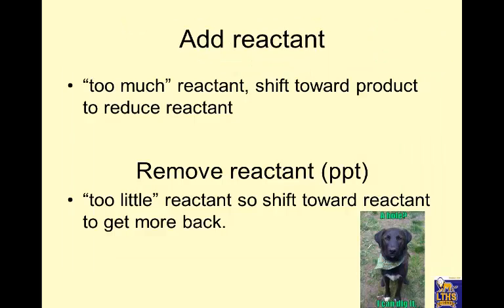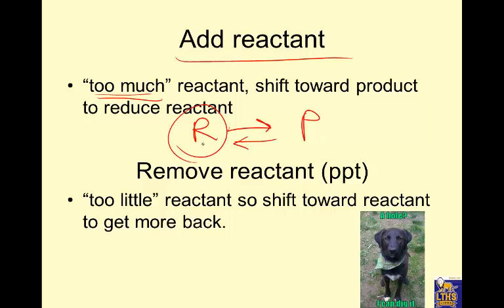Now, what does it mean to stress it out? So we talked about adding a reactant. Too much reactant, shift towards product to reduce the reactant. Right? So reactants turn into products, and products turn back into reactants. If we add more of this, we bump up the rate of this side because there's going to be more collisions, so the equilibrium will shift towards the other side.